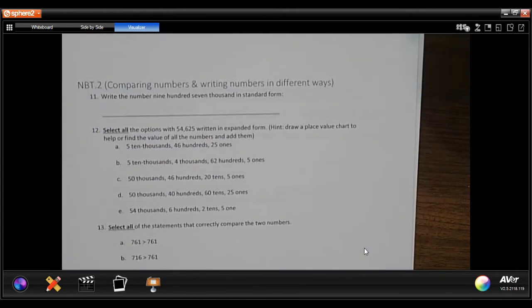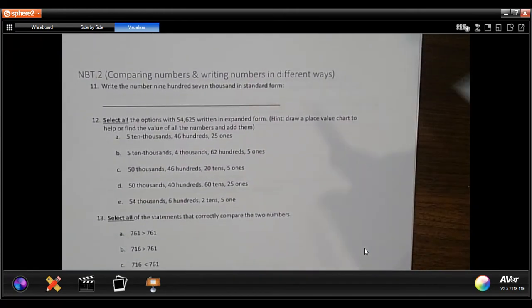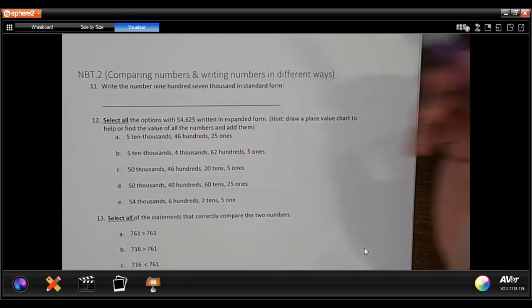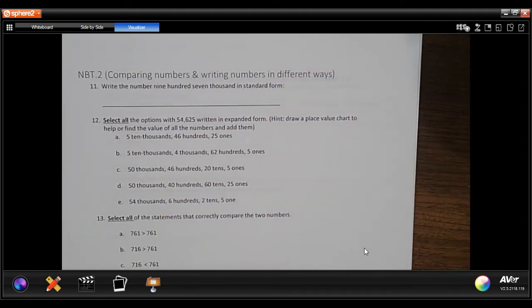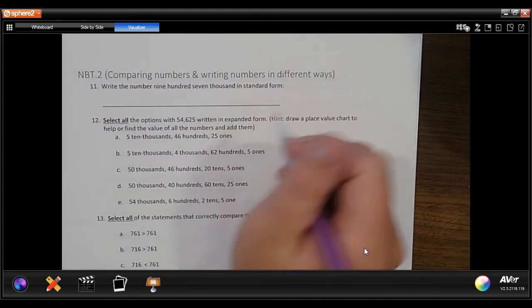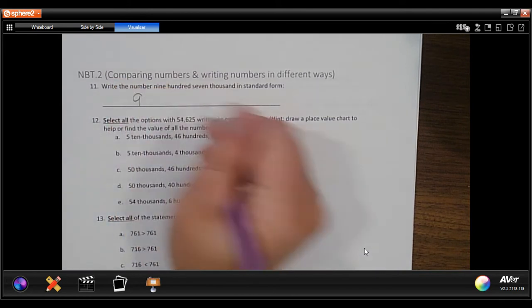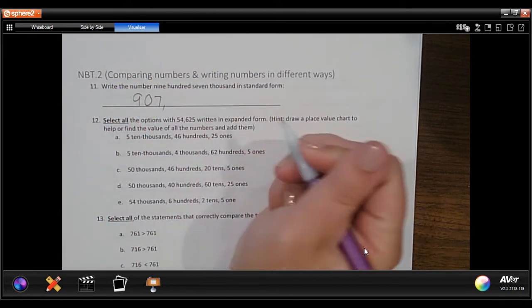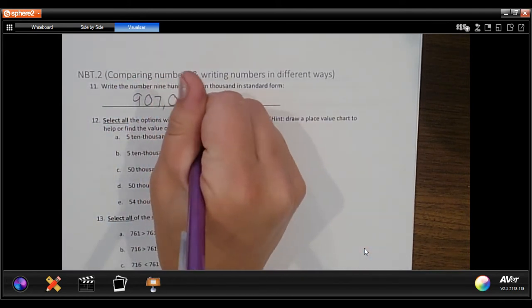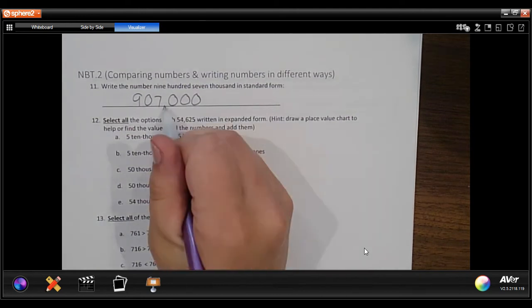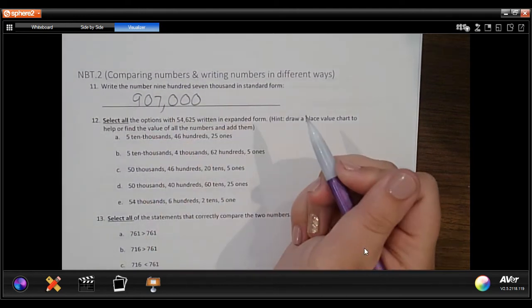We're going to move on to MBT.2, which is comparing numbers and writing numbers in different ways. Number 11 says write the number 907,000 in standard form. Standard form is just writing it as a regular number. So 907,000. The comma is really helpful when being able to solve these problems.